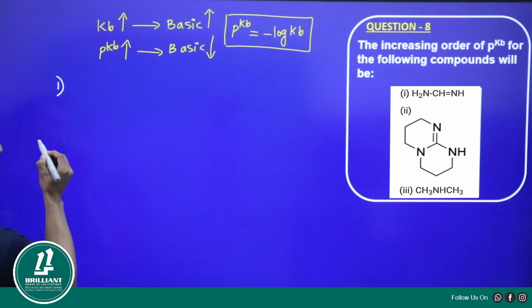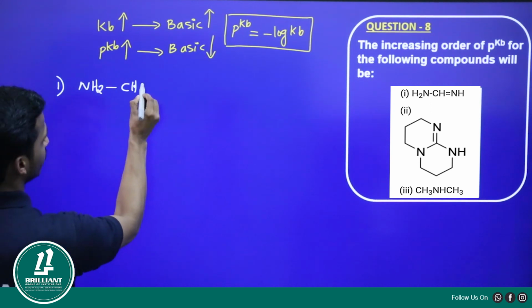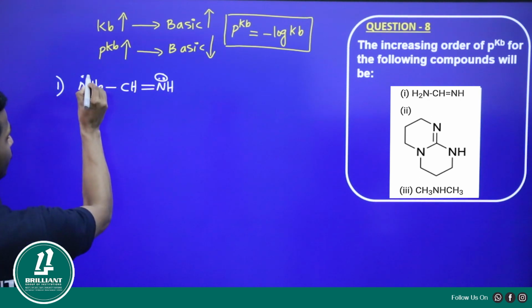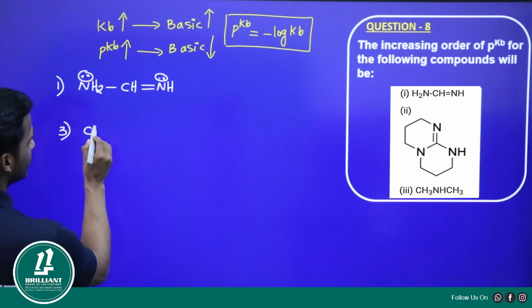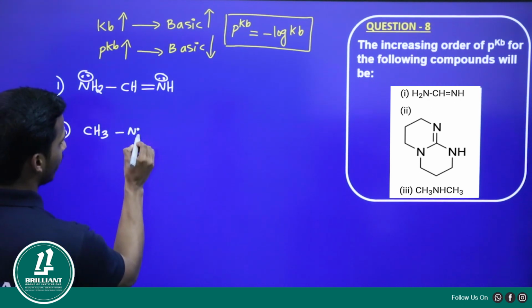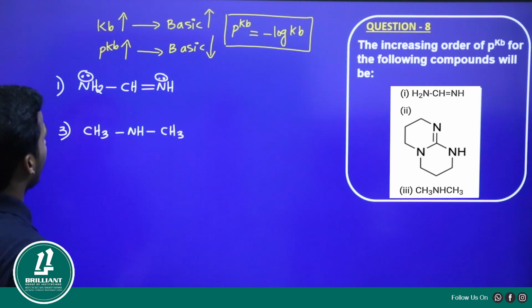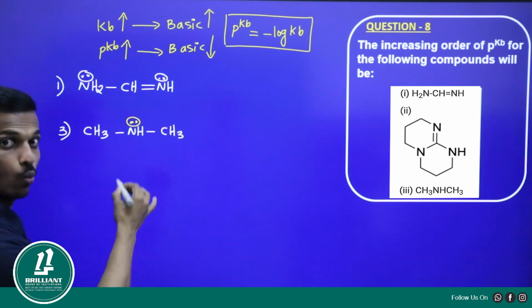So the first compound is given as NH2-CH=NH, right? This is the compound given here. And the third compound is given as CH3-NH-CH3. This is the one. Let us discuss the basic character of these two compounds first, 1 and 3.